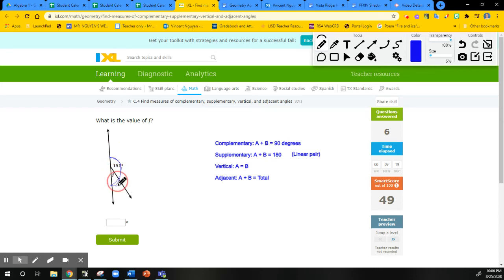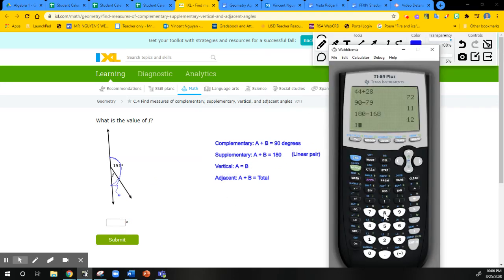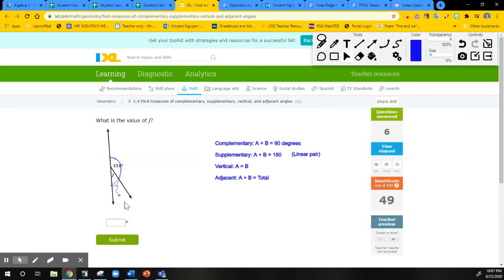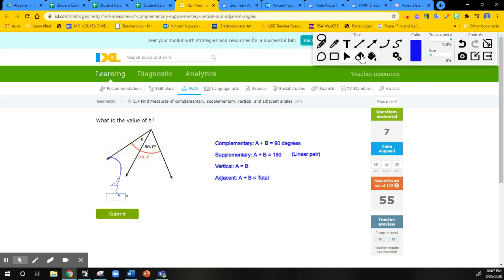So what am I missing over here from 180? Well, to find that, you're gonna go and you do 180, and you take away what you already have, 151, and you are missing 29 degrees, right? So I'm missing 29 degrees. Is my other angle. Okay, submit. Super.